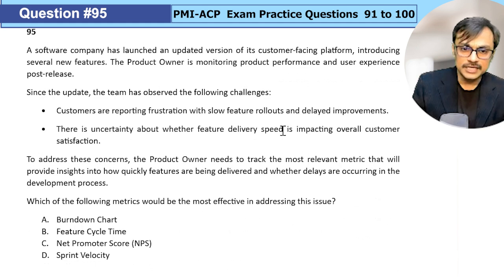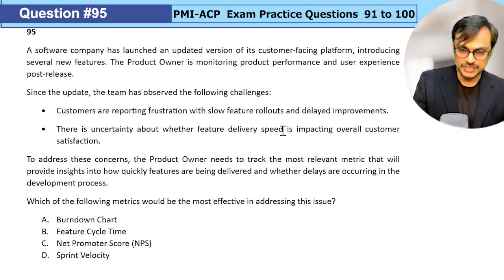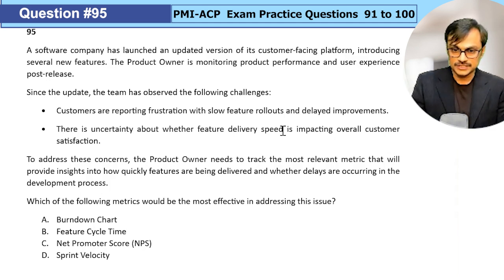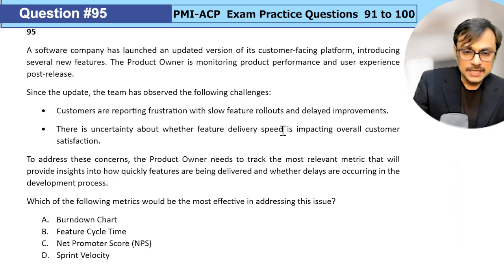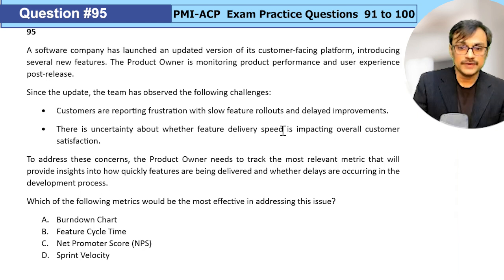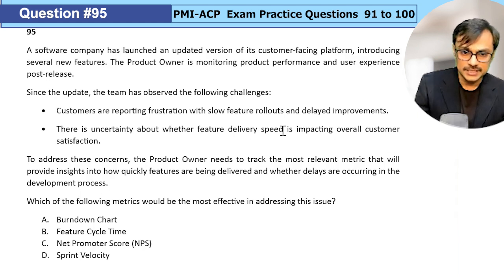Since the update, the team has observed the following challenges. Customers are reporting frustration with the slow feature rollout and delayed improvements. Though the question started with monitoring the product performance, the issue getting reported to the team is frustration over slow feature rollout. There is an uncertainty about whether feature delivery speed is impacting overall customer satisfaction. So this might be linked to customer satisfaction as well.